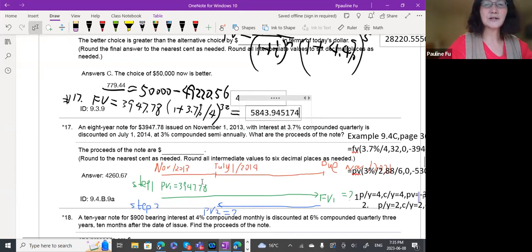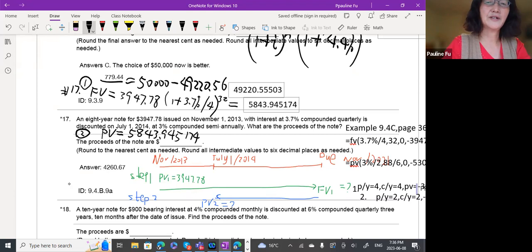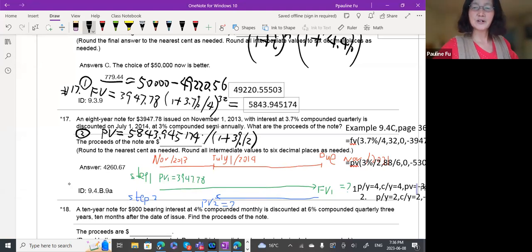So in step 2, we calculate present value. We did step 1, now we do step 2. We need to calculate present value. Present value equal to future value, the value we just got. So PV equal to FV divided by bracket 1 plus I. This time I is 3%, compounded semi-annually, divided by 2. And then raised to power. And then we need to calculate how many half years between July 1st, 2014 and November 1st, 2013.